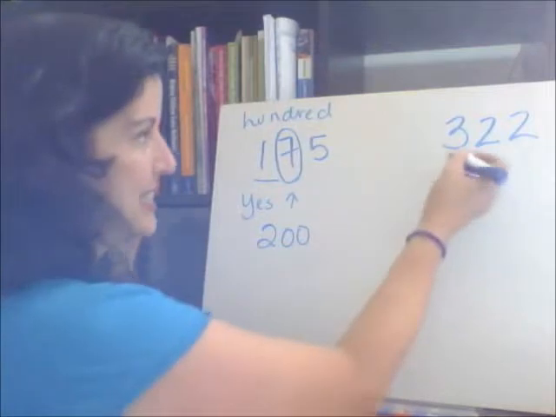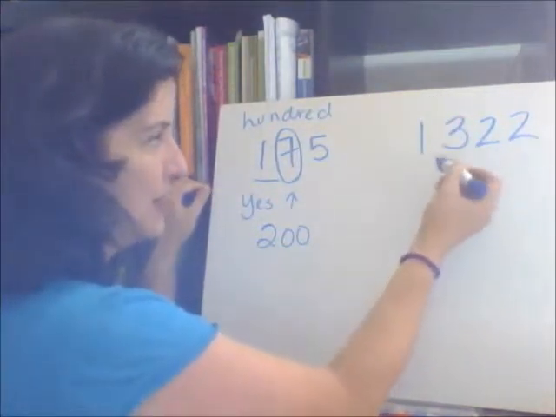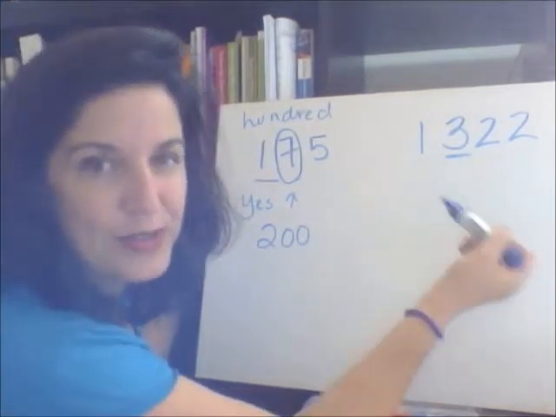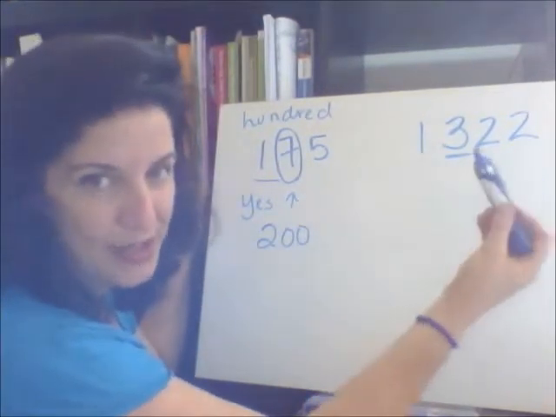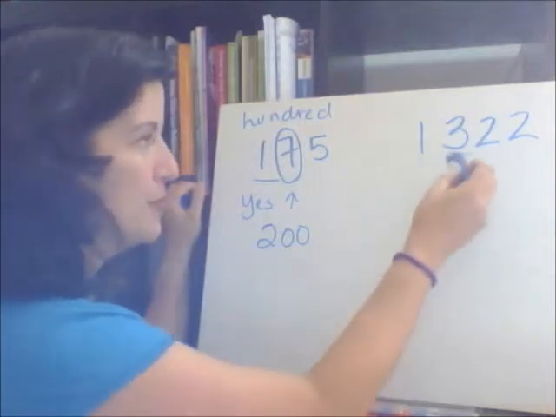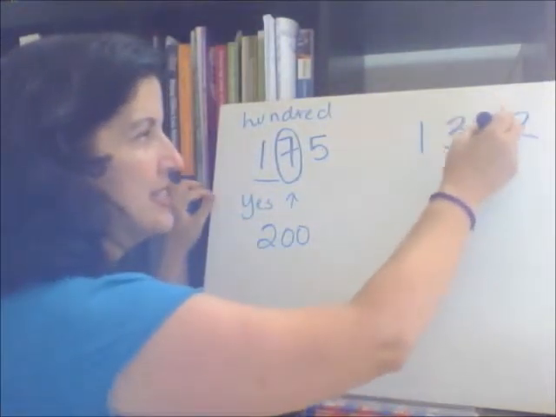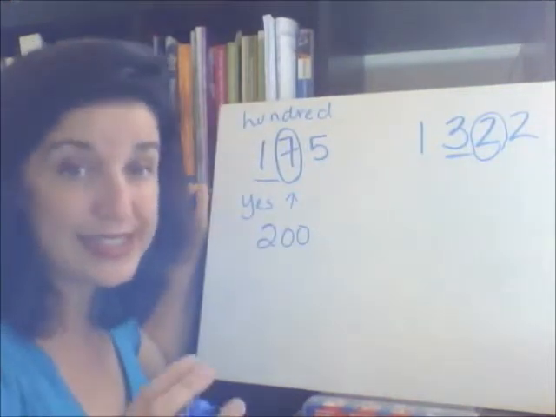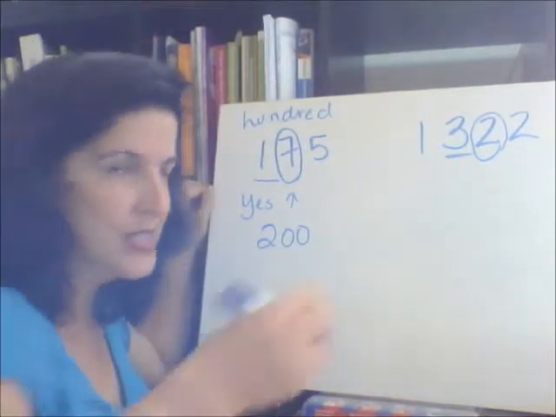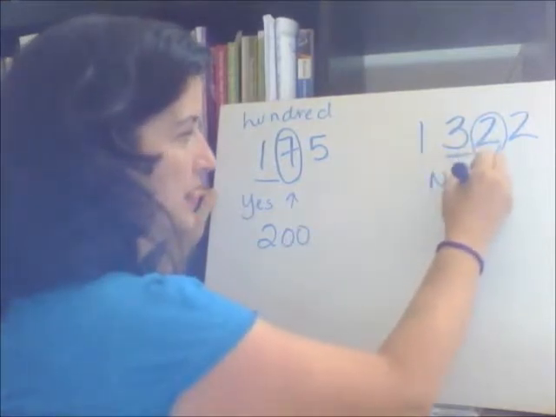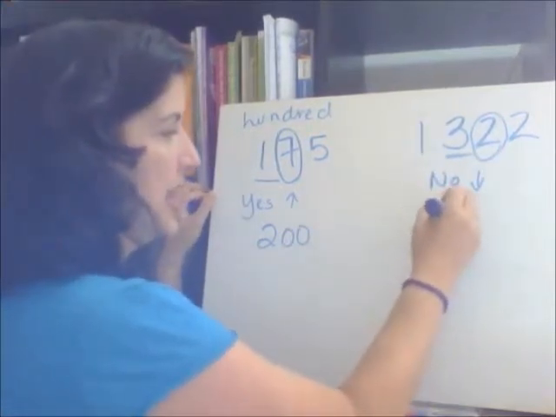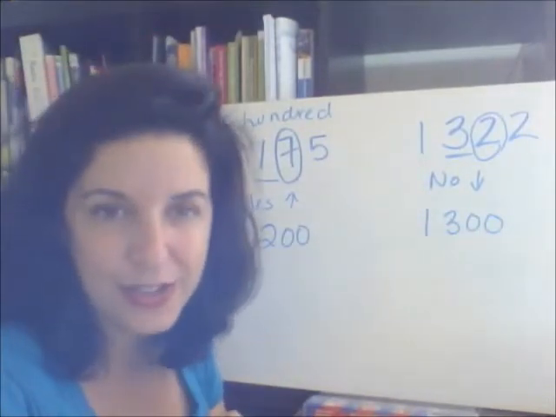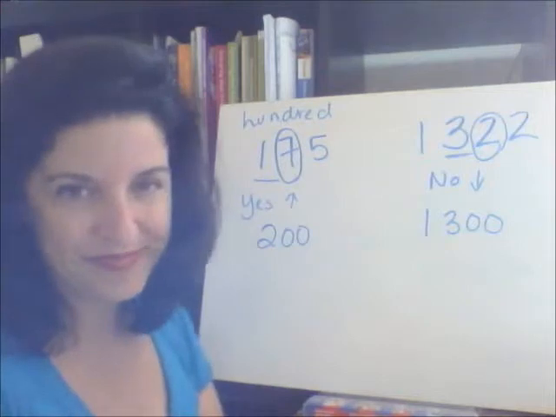In this instance, it's 1322. I've identified there's my hundreds column. So I look at the number, one place value to the right of the number I'm rounding to. In this instance, it's a 2. So since a 2 is between 0 and 4, in other words, it's less than 5, I'm going to round down. So that is going to become 1300 because it's the nearest 100 to that number.